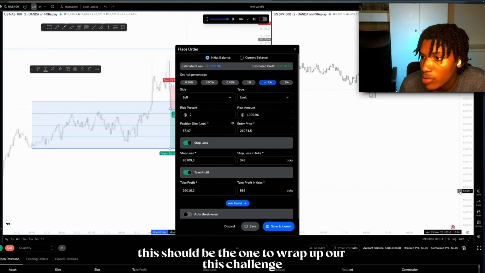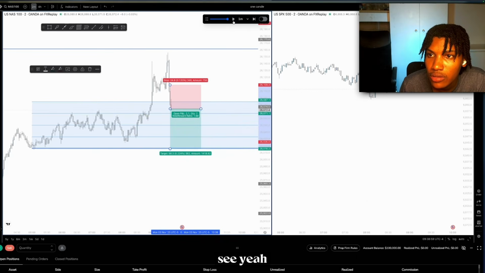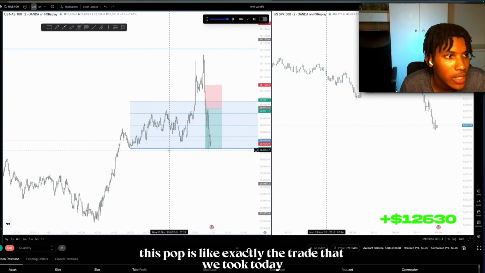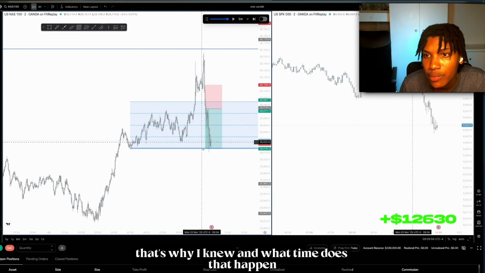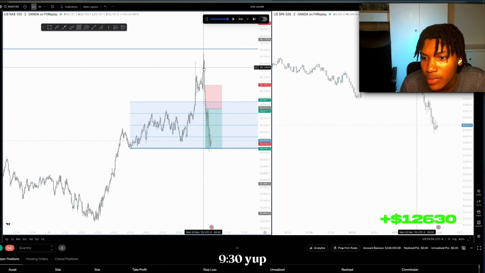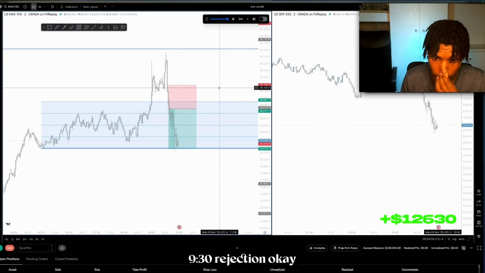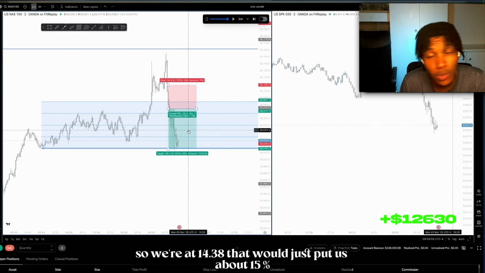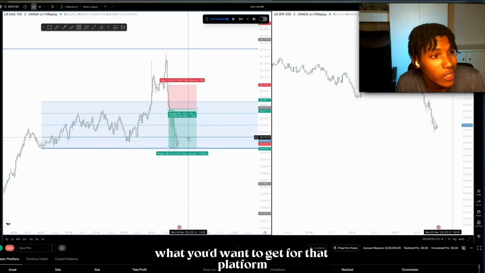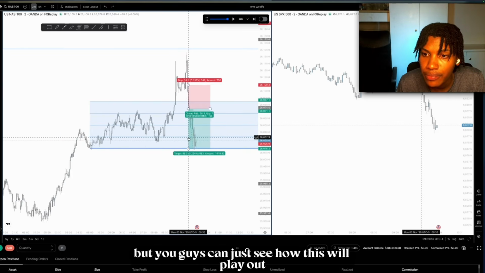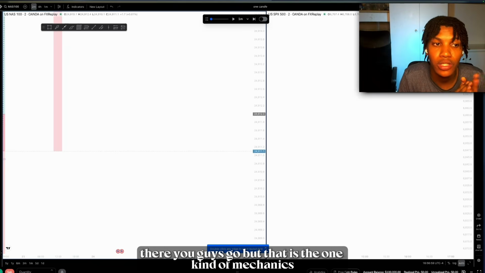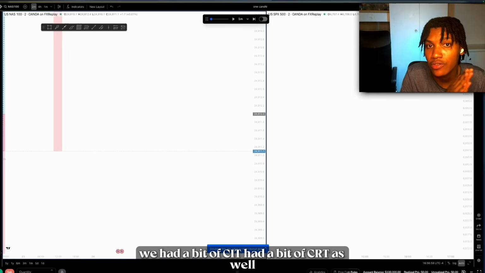This should be the one to wrap up our challenge. See? Yeah, pretty much. This pop is like exactly the trade that we took today. That's I knew. And what time this happened? 9:30. Yep, 9:30 rejection. But there we go. That's 1.68. So we're at 14.38. That would just put us above 50%, which is accumulatively what you'd want to get for that platform. But you guys can just see how this will play out for you. That is the one candle mechanics. We had a bit of CIT, had a bit of CRT as well.